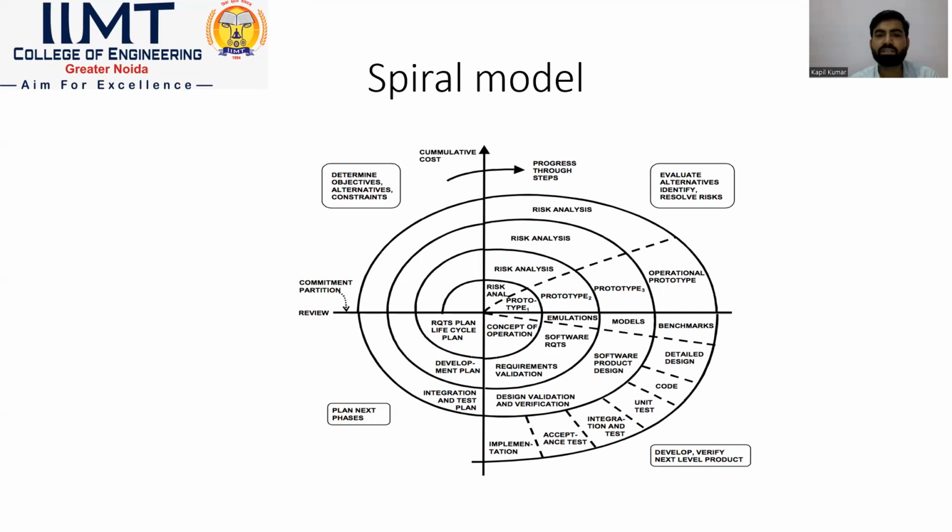In the first stage, or first quadrant, we determine the objectives, alternatives, and constraints. If we see the second stage, or second quadrant, there is a risk analysis in every prototype, in every phase, which is the main strength of this model, or we can say the main functionality of this model. Then the third quadrant includes designing, coding, unit testing, integration, acceptance testing, and implementation. In the fourth quadrant, the development for the next plan, integration and test plan are involved.